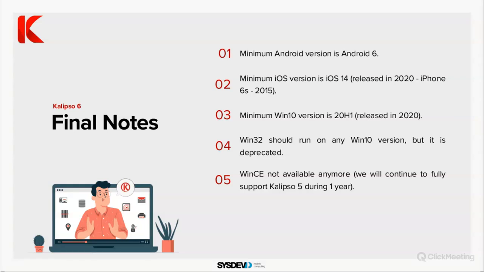Nothing is changing in Windows CE. So even after the end of support for Kalipso 5, we expect it to continue to work like it did before for many more years. Okay? So I don't think it's a problem there. But if you still have projects that you need to deploy to Windows CE, you will need to keep them in Kalipso 5. Okay?